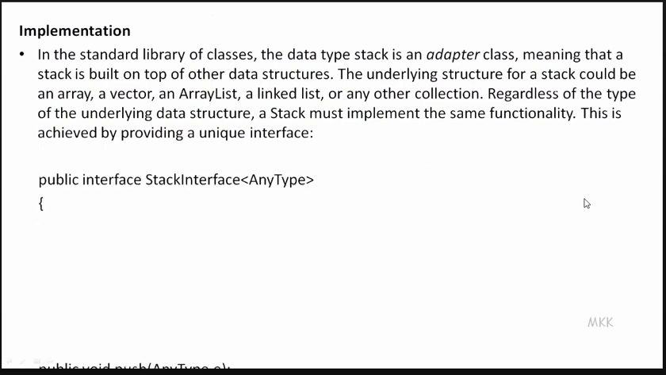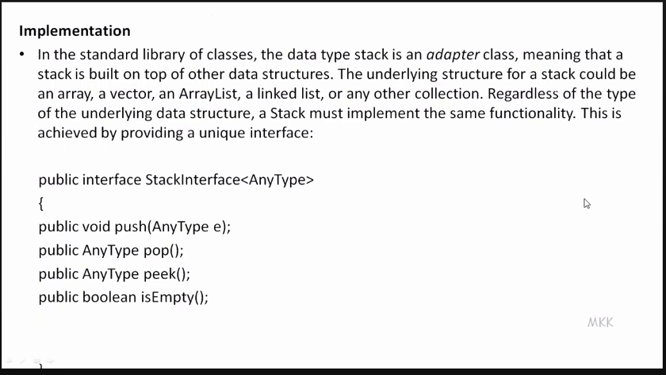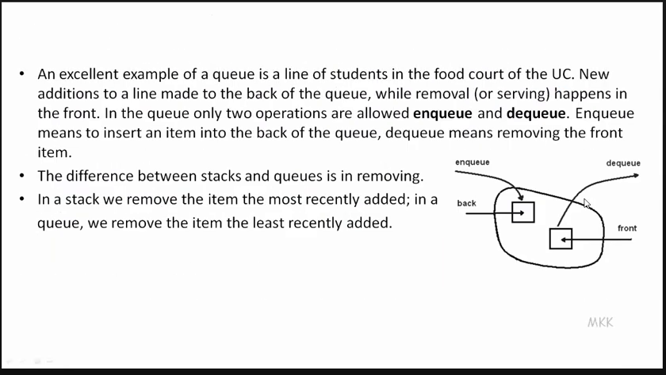This is achieved by providing a unique interface. For example, to create such an interface, this is the syntax: public interface Stack of any type, whether it is an array, list, or anything. Public void push onto the top. Public any type pop. Whatever the data structure you are using, you can use push, pop, and peek operations. You can also add a boolean expression as empty, yes or no.